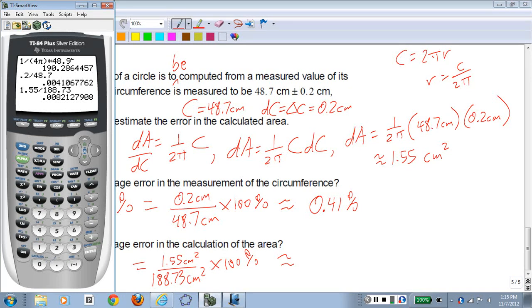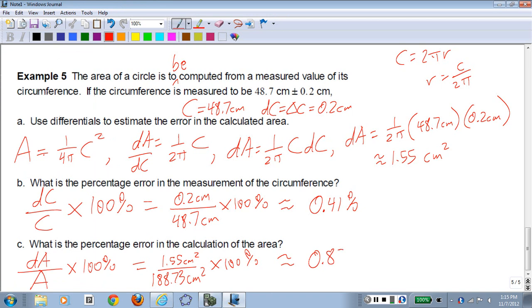The area is 0.82%. So if our measured value of the circumference is off by as much as 0.41% of the actual circumference, then the calculated value of the area may be off by as much as 0.82% of the actual value of the area. Exactly twice that. It is exactly twice that, and I believe we can show that.